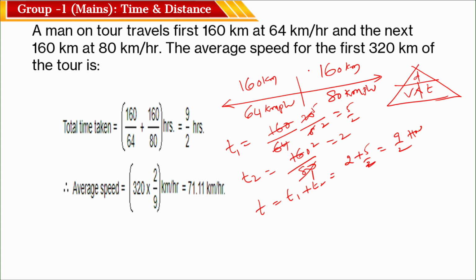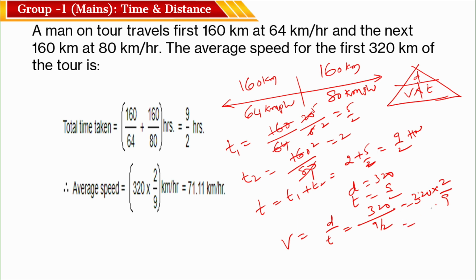But actually the distance is 320 and time is 9 by 2. So you have to find speed. V is equal to d by t, that is 320 by time, 9 by 2, or you can say it is 320 into 2 by 9, okay, or 320 2s are 640, it is 640 by 9.